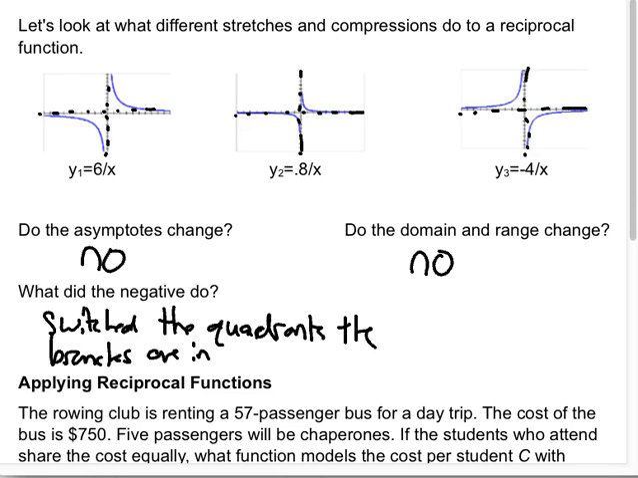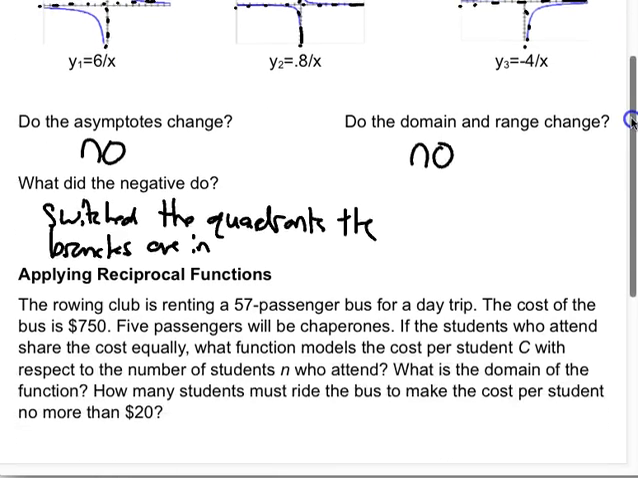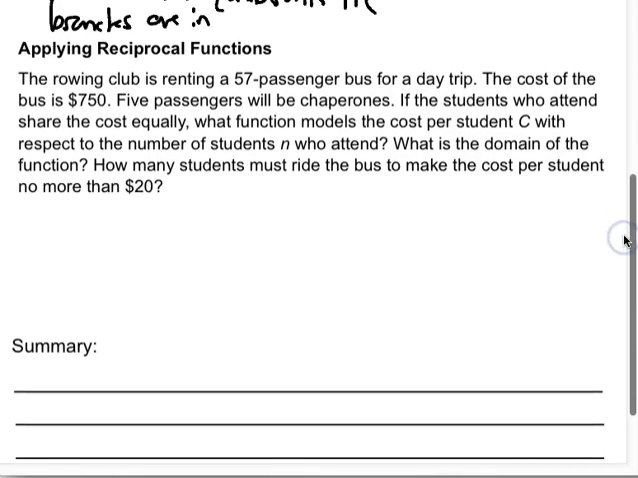All right, so let's apply it to a word problem really quickly, and then I'll let you get to your summary. So the rowing club is renting a 57-passenger bus for a day trip. The cost of the bus is $750. 5 passengers will be chaperones. If the students who attend share the cost equally, what function models the cost per student C with respect to the number of students N who attend? What is the domain of the function? How many students must ride the bus to make the cost per student no more than $20?